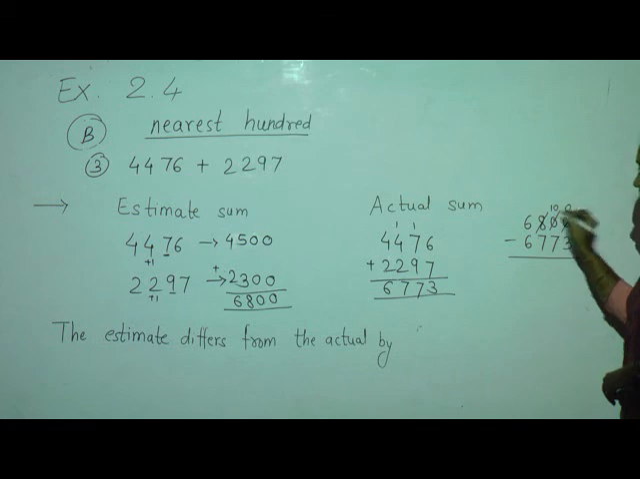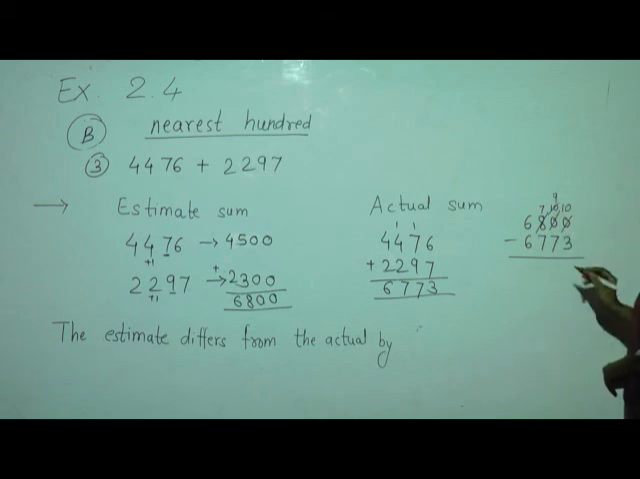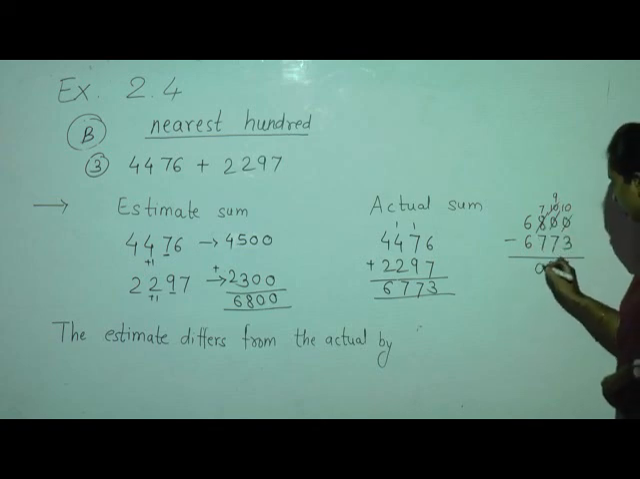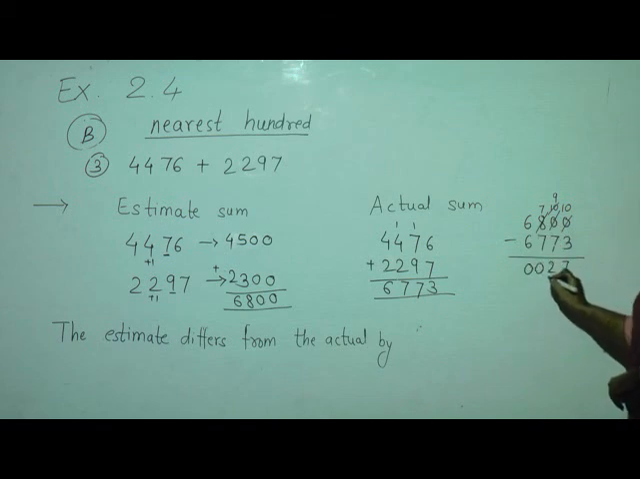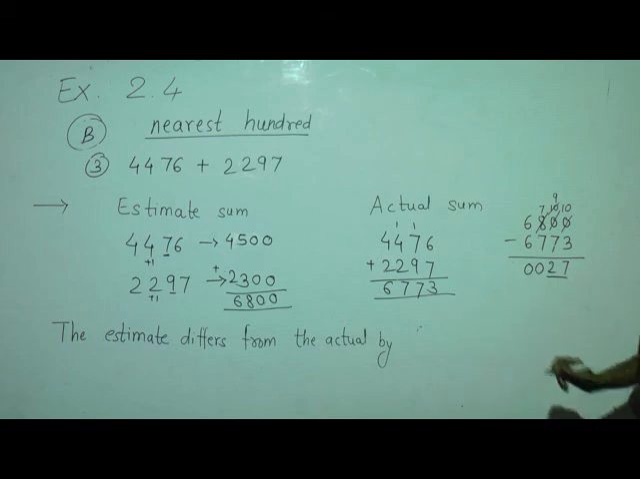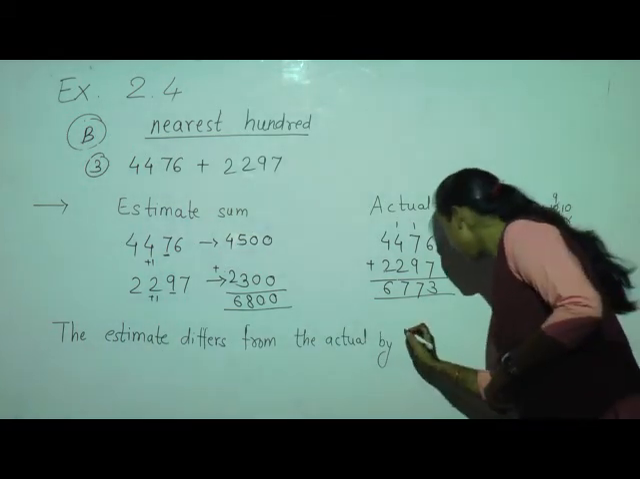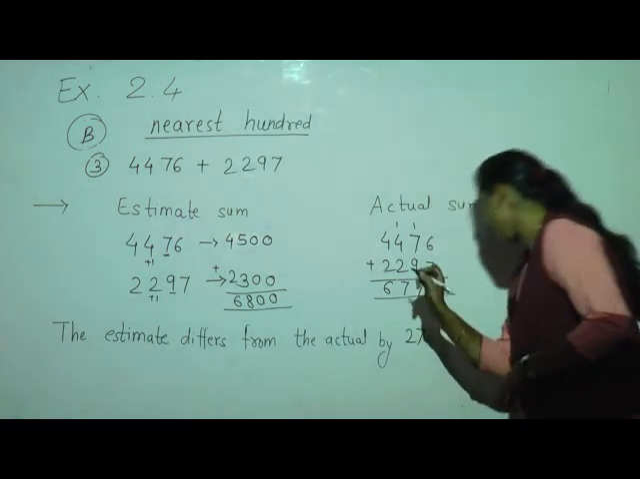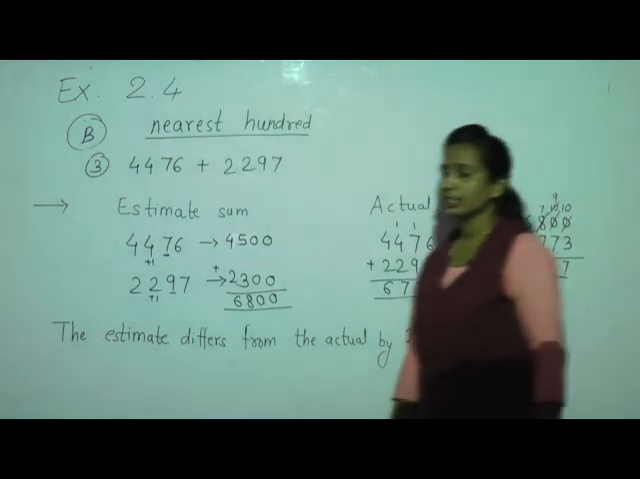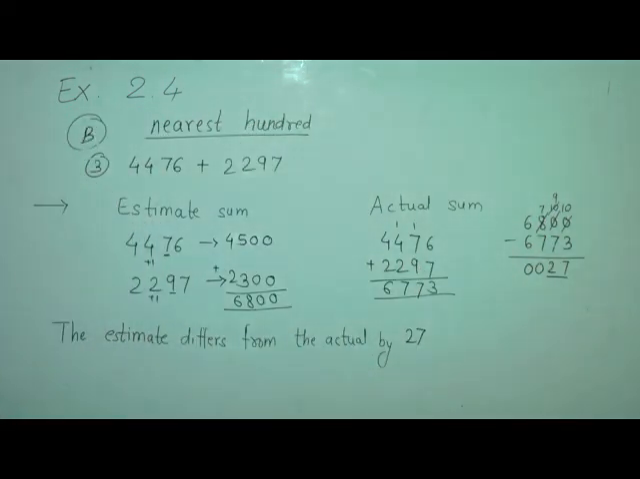Neighbor is having 8. He will give 1. So here 7 will remain. Now here he is having 10. He will give 1. 9 will remain. Now 10 minus 3 is 7. 9 minus 7 is 2. 7 minus 7 is 0. 6 minus 6 is 0. So what is the answer here? 27. So the estimate differs from the actual number by 27. Understood? Yes? Got it till here?